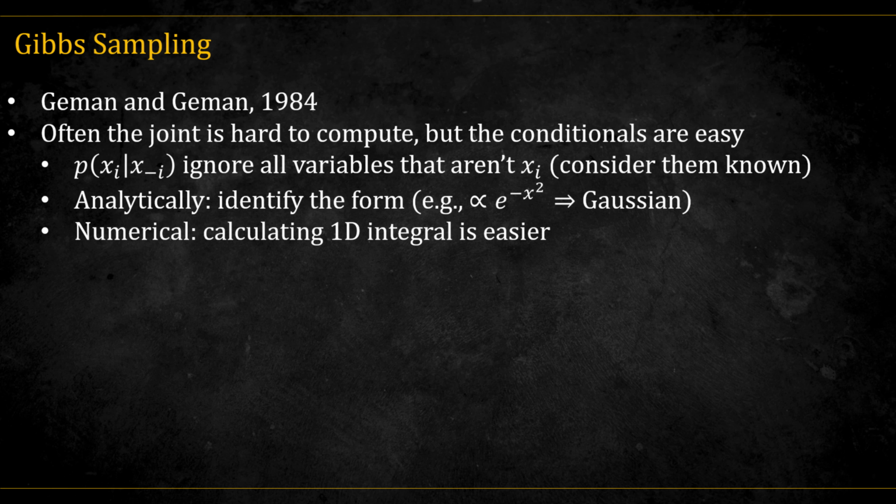How does this help us? Well, in a lot of cases we can identify the form of the distribution. For example, if when ignoring all other variables, we are left with an expression of the sort e to the power of minus x squared, we immediately recognize it's a Gaussian. And there are also other known forms. But also numerically, it can be rather easy to calculate a one-dimensional integral, even if we have to do it d times, than to calculate a d-dimensional integral.